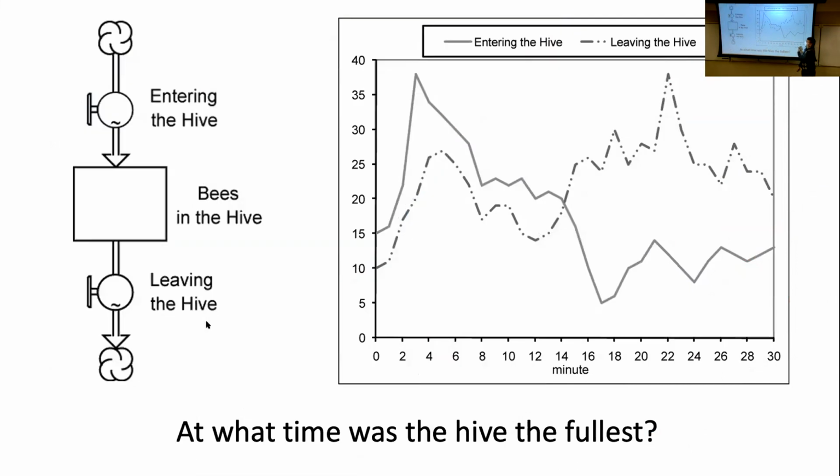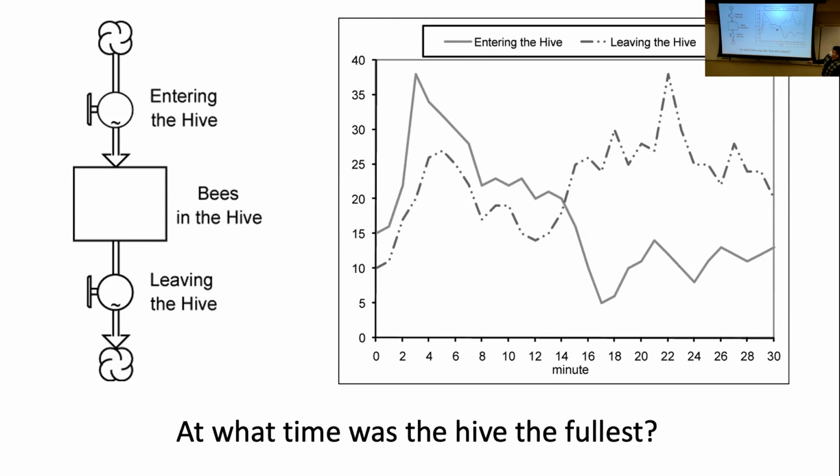Other things. I like this example; I borrowed it from another text. The question here is, at what time is the hive the fullest? That's a simple stock and flow diagram over here. We've got bees in the hive. Imagine we're sitting here watching bees come into a hive at a certain rate and go out of a hive. If we have some data here, the solid line is the bees entering the hive over this 30-minute period. The dotted and dashed line is the bees exiting the hive over that same period.